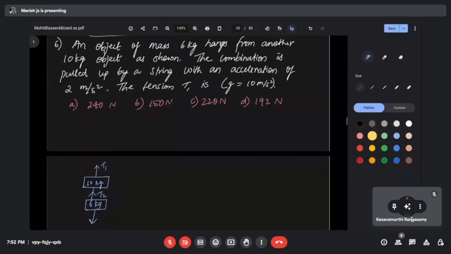Free body diagram. Sir, the downward force acting is M1G plus M2, sir. Hmm. The downward force that is acting for which one? For 10 kg or for 6 kg?